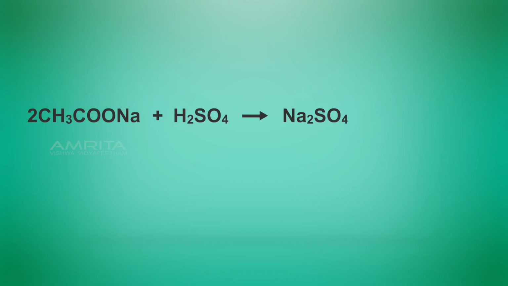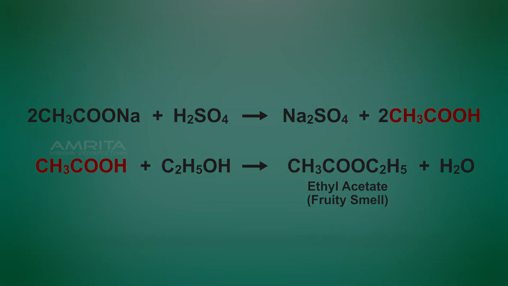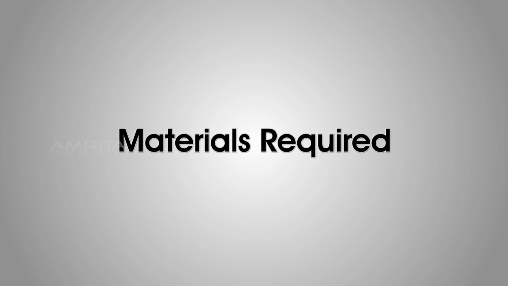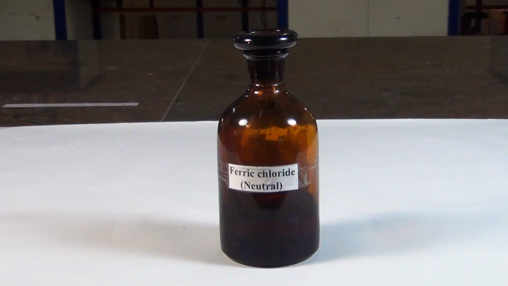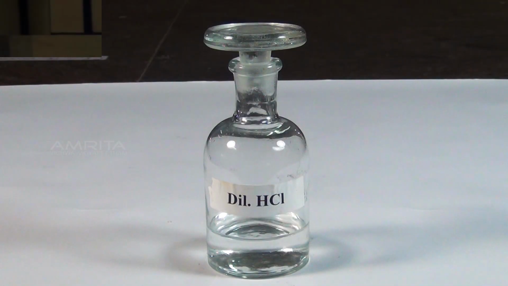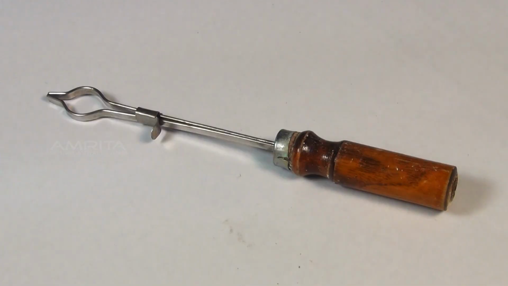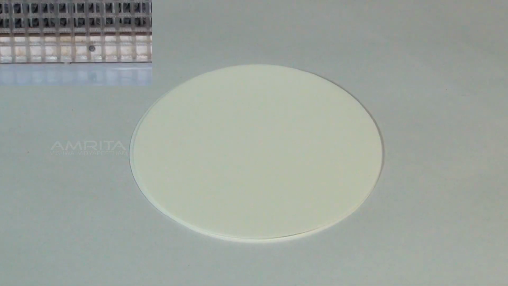Acetate salts react with concentrated sulphuric acid and ethyl alcohol to form the ester ethyl acetate, which has a fruity smell. Ferric chloride test. Materials required: aqueous solution of the salt, neutral ferric chloride solution, dilute hydrochloric acid, distilled water, test tubes, test tube holder, droppers, funnel, filter paper and Bunsen burner.